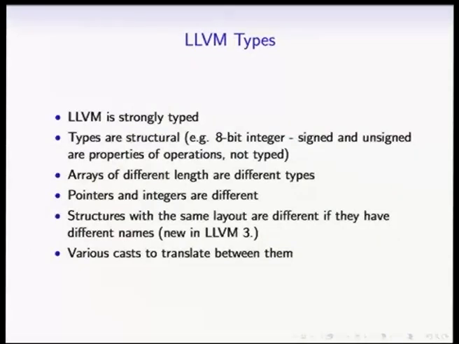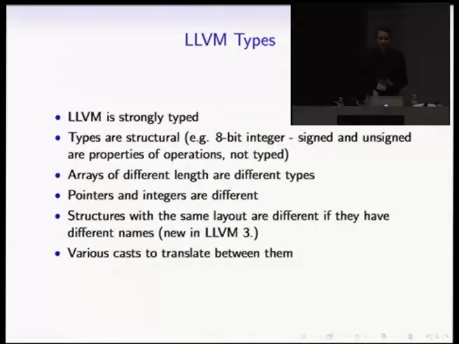LLVM is strongly typed, and it's kind of annoying in a way. But it's useful for optimizations. It's annoying for front-end writers. So you end up having to have a lot of explicit casts in LLVM and these get element pointer things.